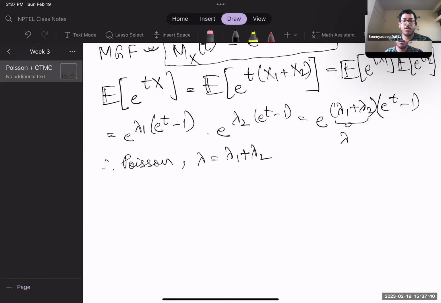So this is about Poisson distributions in general. Any other questions that you might have before I move on to the continuous time Markov question?